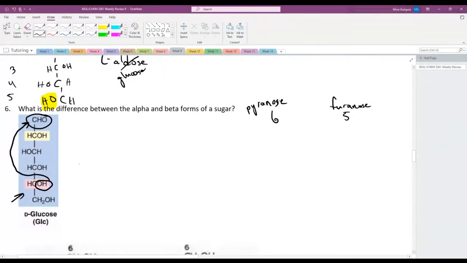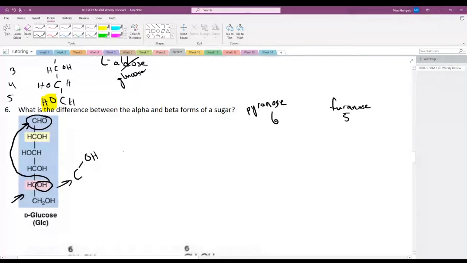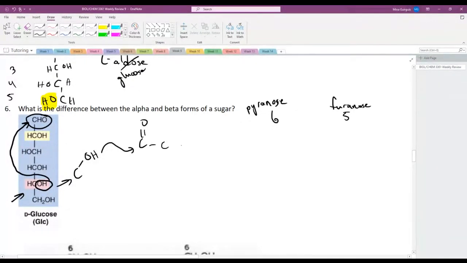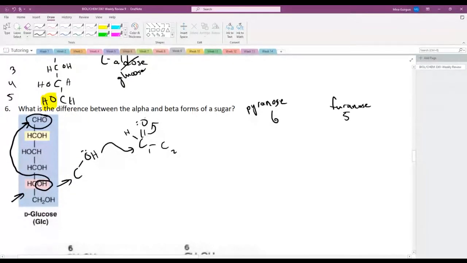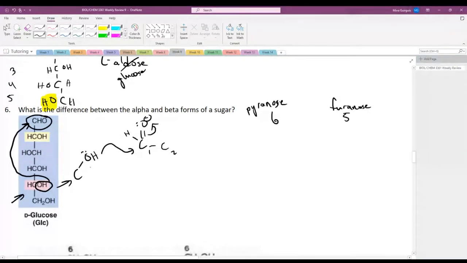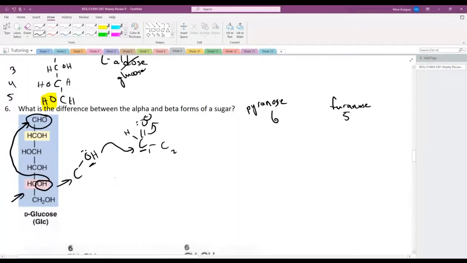When it does, I'm just going to draw the OH attached to the carbon. So this comes and attacks that carbon. This would be carbon 1, this would be carbon 2, and this is obviously the hydrogen. When that attacks with its lone pair, this comes up and gives this a negative charge. And then a bond forms between this oxygen and this carbon number 1 to form a 6-member ring. Okay, so let's draw that.